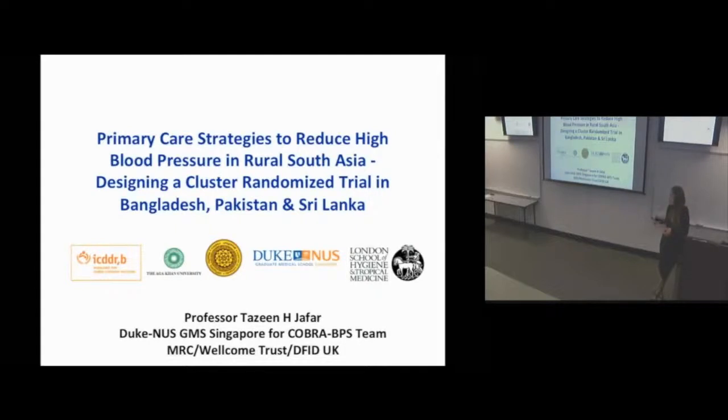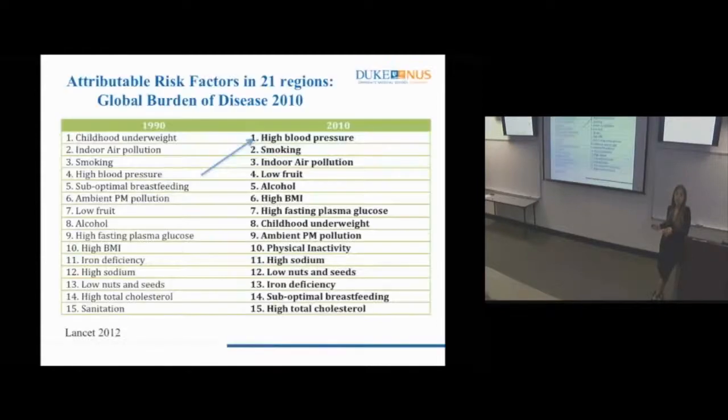And these are the partnering institutions. We are the coordinating center at Duke-NUS. And then we have the ICDDRB in Bangladesh, the Aga Khan University in Karachi, Pakistan, the University of Karachi in Sri Lanka, and the London School of Hygiene and Tropical Medicine in the UK as the partner institution.